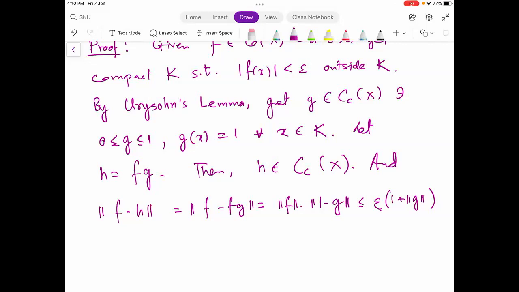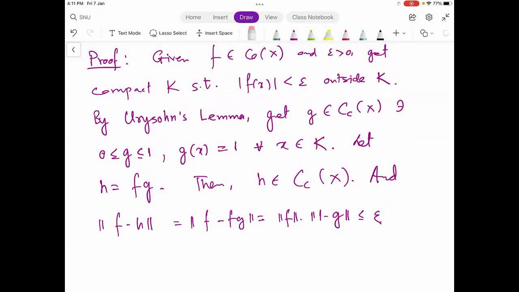No, you don't need to be that bad. No, sorry, it's just less than epsilon, because 1 minus g is a function between 0 and 1. Its supremum norm is less than 1, and that 1 plus norm g would actually run into trouble. So it's just less than epsilon, because the norm of 1 minus g is less than or equal to 1. So that's why. All right. So that's the denseness argument.